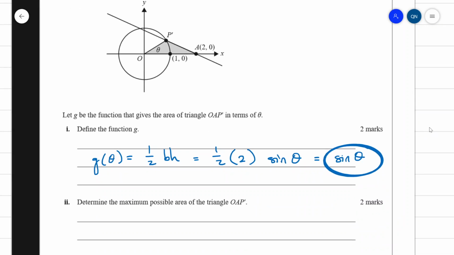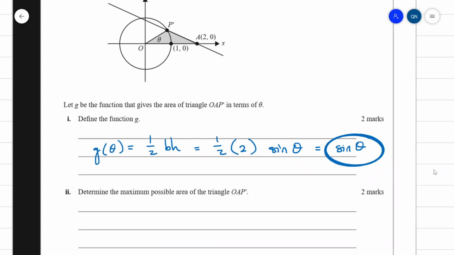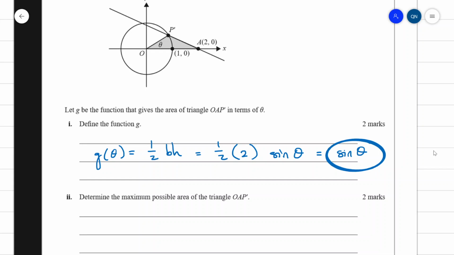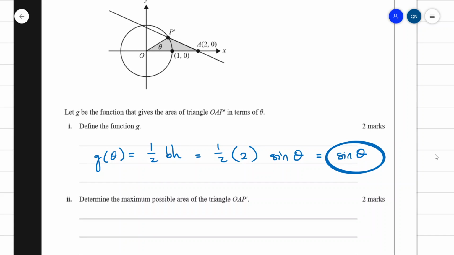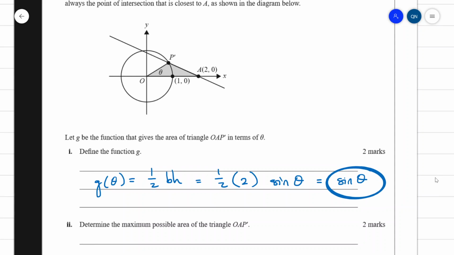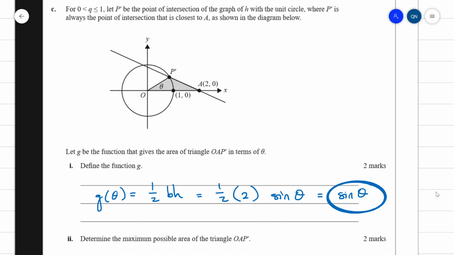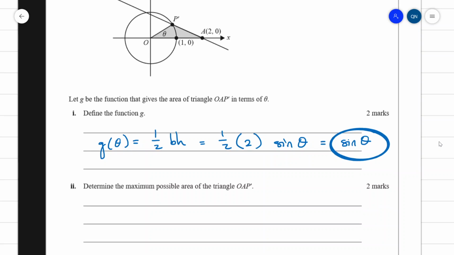Determine the maximum possible area of OAP. So G equals sine theta is the function that gives us the area, and we want to maximize it. So how can we do this? First of all, what's the domain of theta? The domain of theta looks like it's from 0 to somewhere. I think it would be pi on 3, right? So theta would be on the interval 0 to pi on 3.